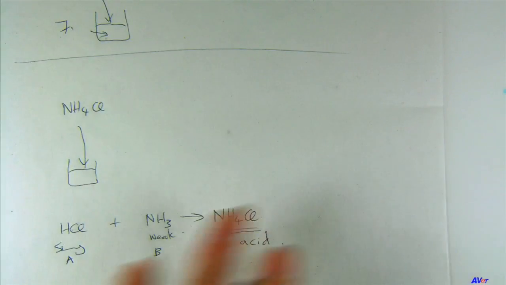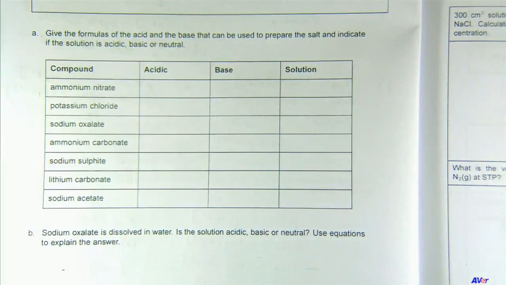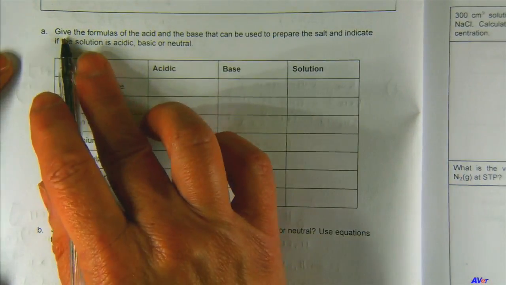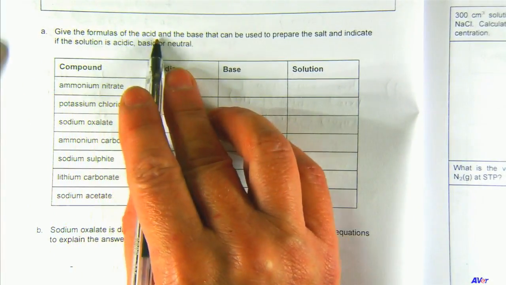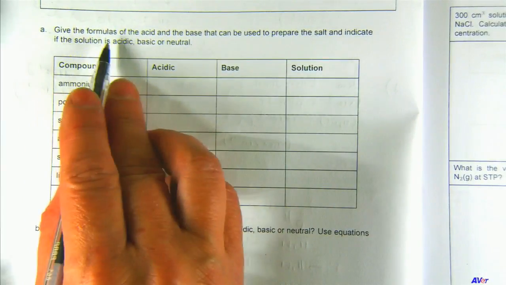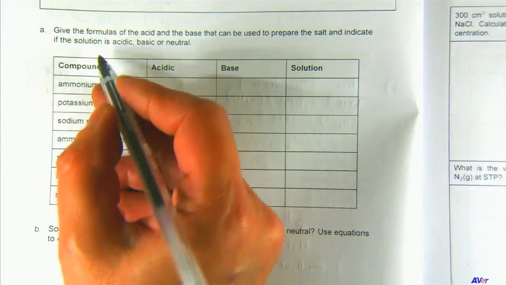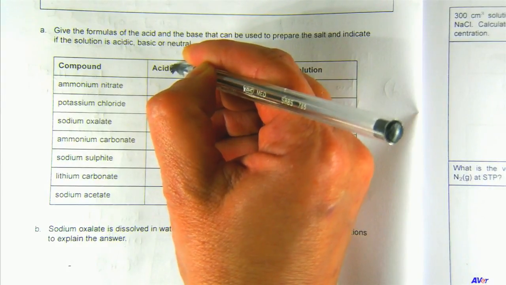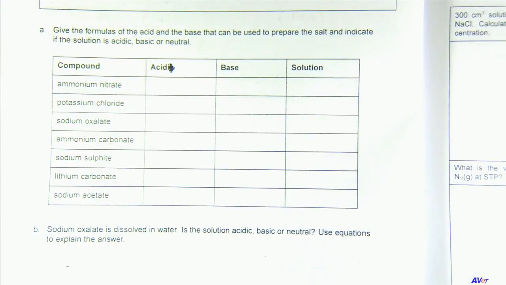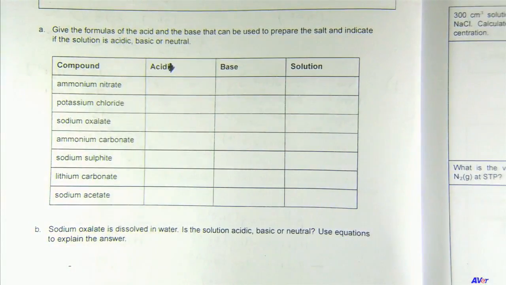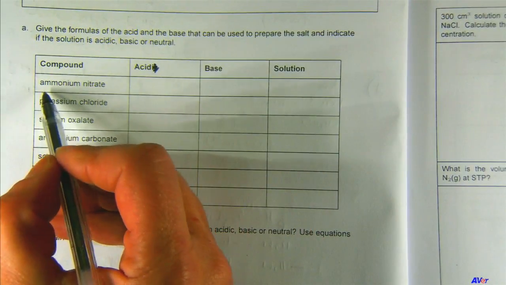Okay. Go to your books. Let's see how you do this first part. Right in the middle of page 26, you've got this table. And I ask you to give the formulas of the acid and the base that can be used to prepare the salt and indicate if the solution is acidic, basic, or neutral. So you have your compound, and sorry guys, here's a typing error once again. It should not be acidic, it should be what acid must be used. What acid must be used, then what base must I use, and what type of solution will I end up with. Now let's talk about the first one, ammonium nitrate.